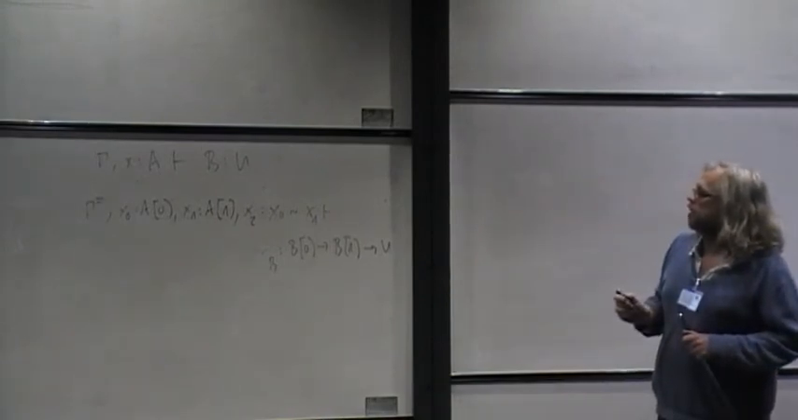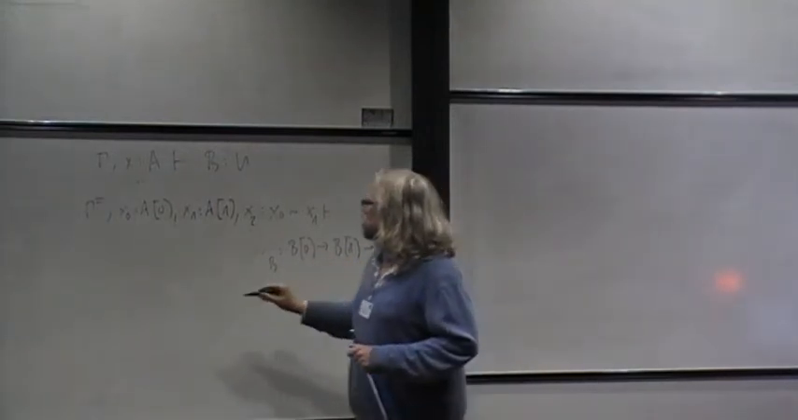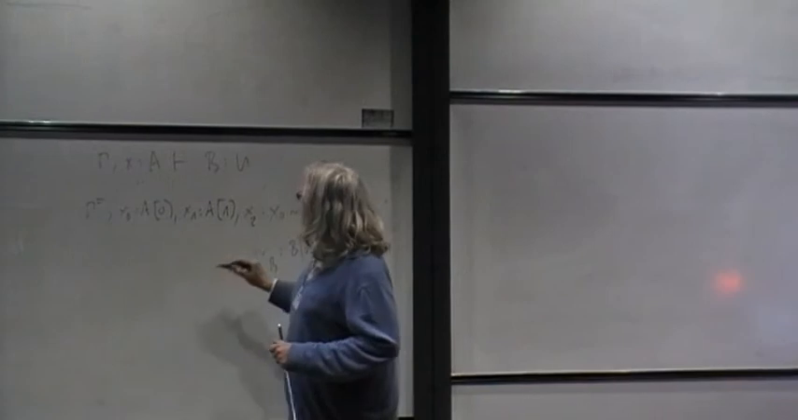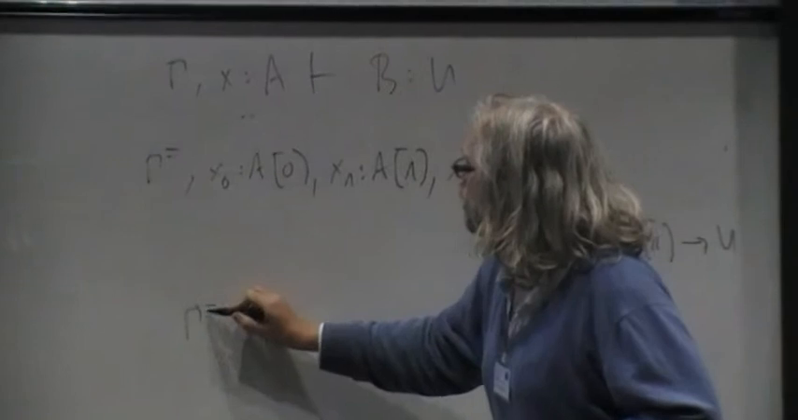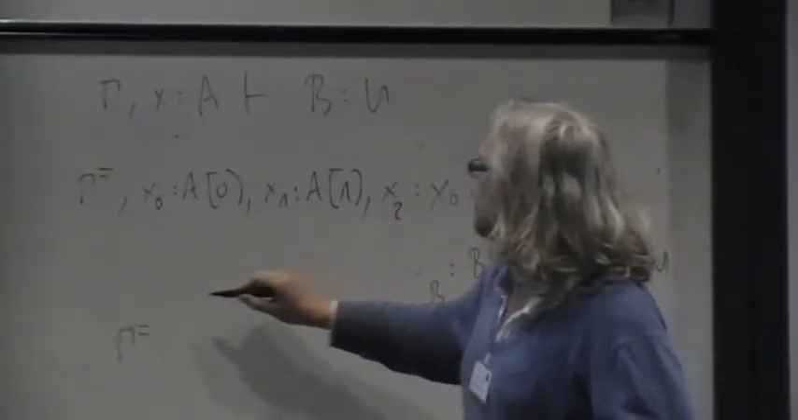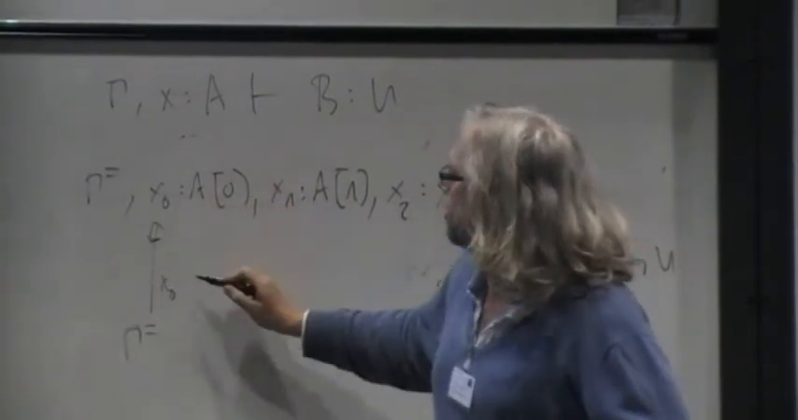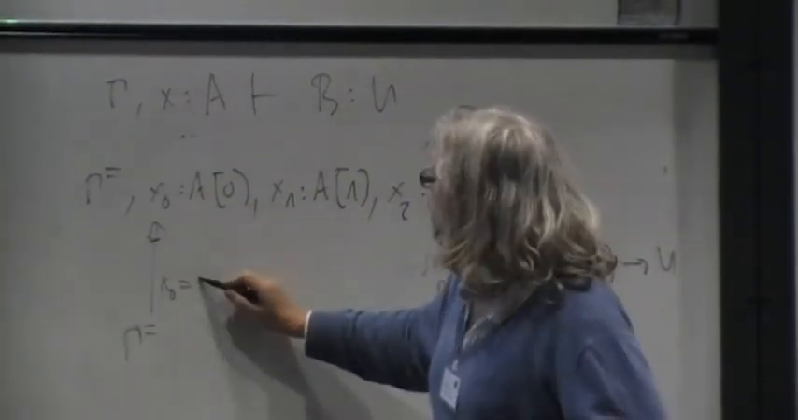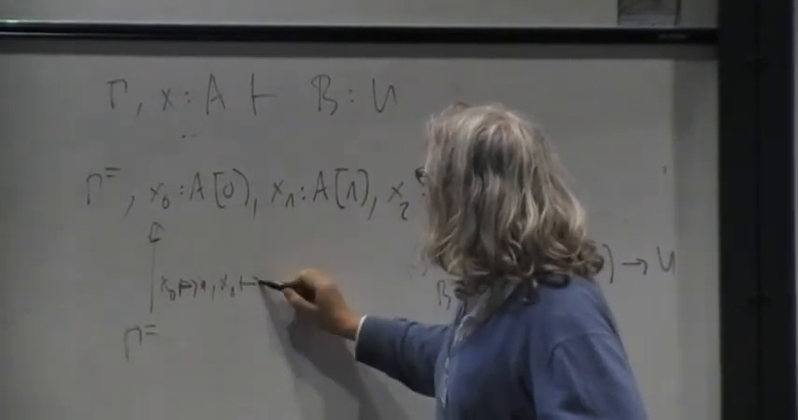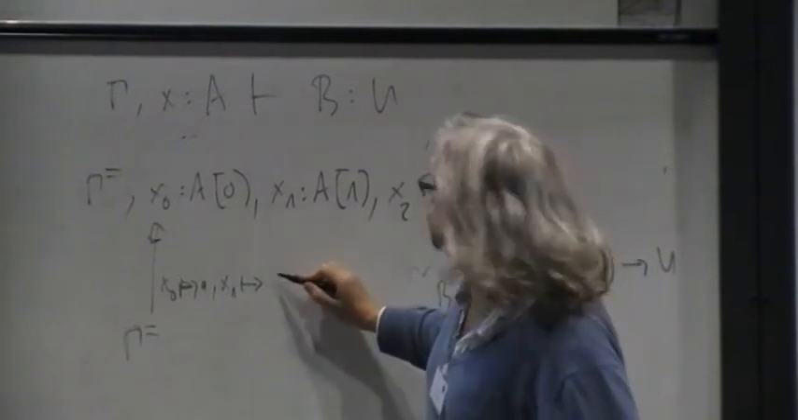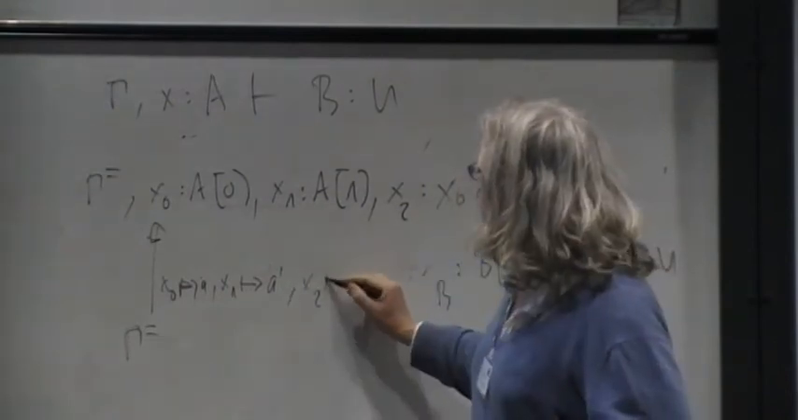Okay. And what I now do here, I define the substitution from gamma equal into this context where x0 is A, right? x1 is, what was it? A prime, and x2 is what's called x2.